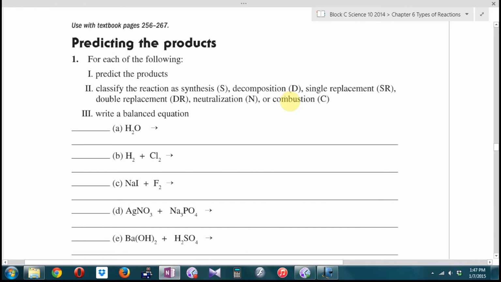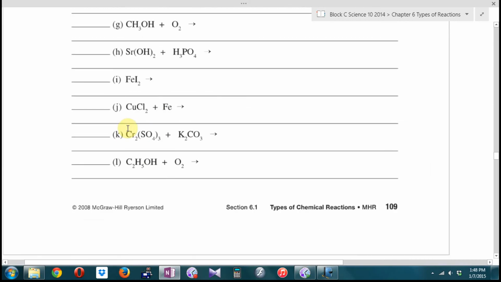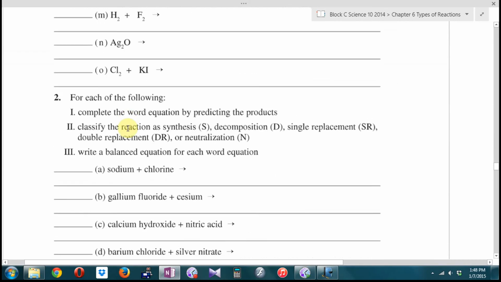Predicting the products. So here, this is the final section where it's predict the products by figuring out what it is. So H2O, what's this one? What kind of reaction does that have to be? I don't have many options. It's got to be a decomposition because there's nothing else to combine it with. So the products are going to be H2 plus O2, balance. See if you can handle, I'm going to be mean, all of these ones, I think.